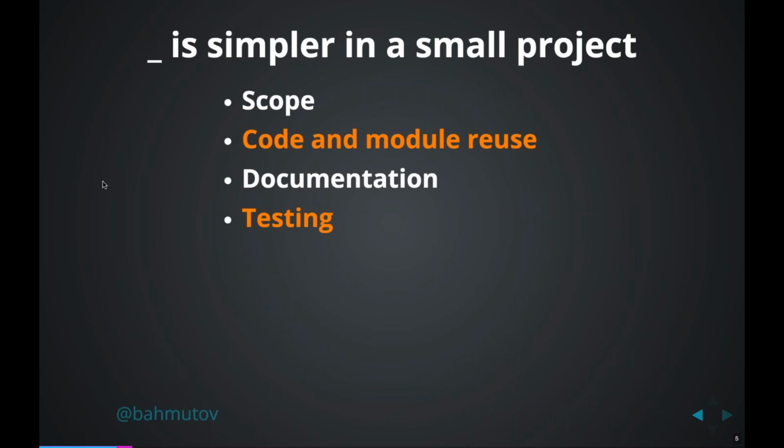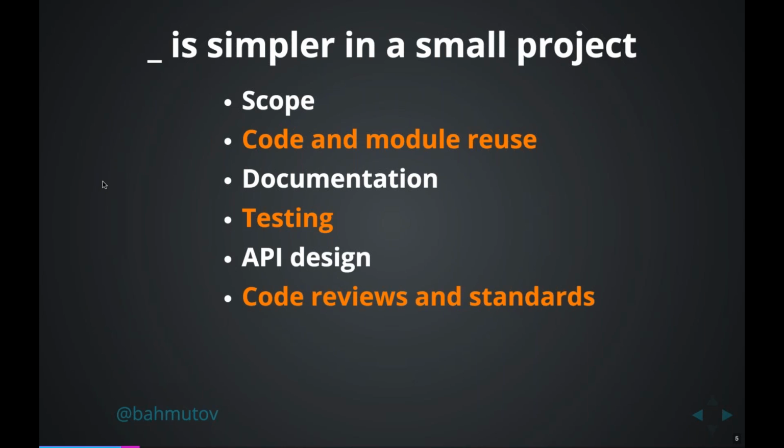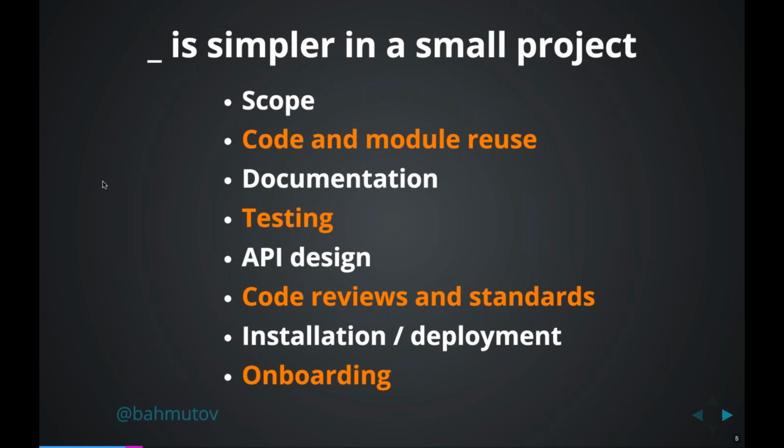A lot of things are actually simpler in a small project. For example, the scope, the reuse, documentation, testing. It's much easier to document a small module than a large one, and I think that psychologically, is better. But other things are also simpler. For example, API design. Code reviews and standards are actually doable on a small project. Installation and deployment are much, much simpler on a small project than on a large project. Onboarding, getting new developers to contribute, is simpler as well.